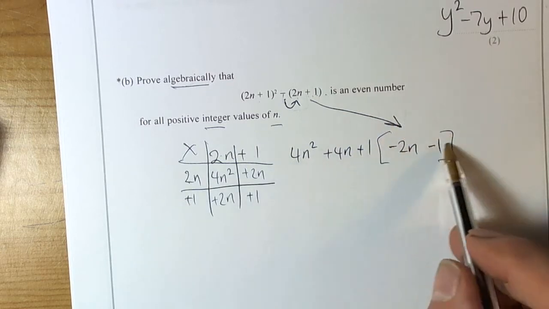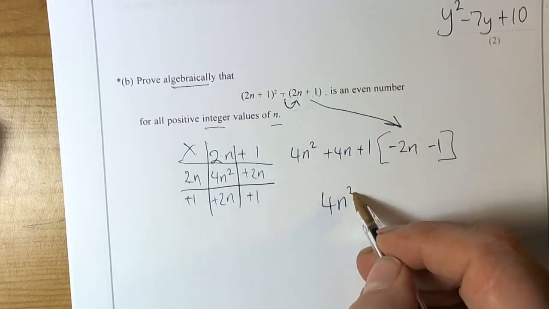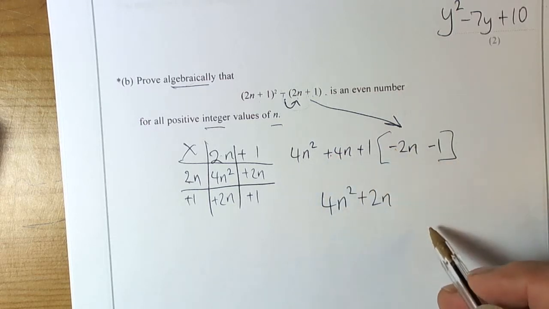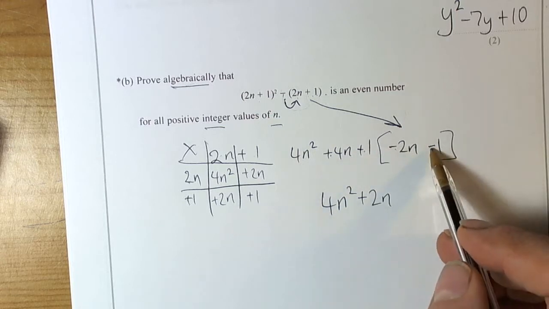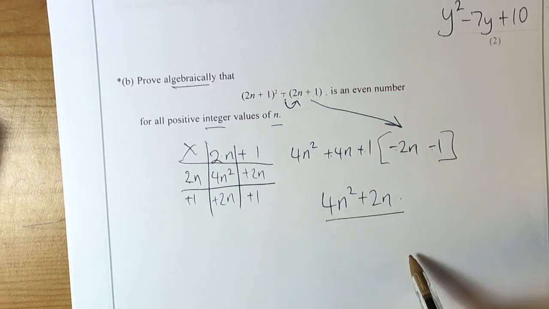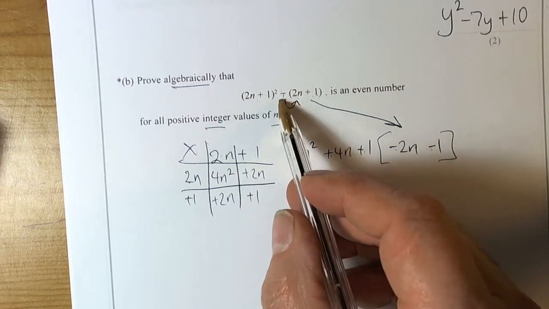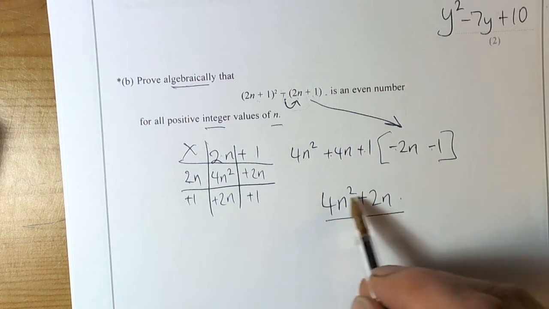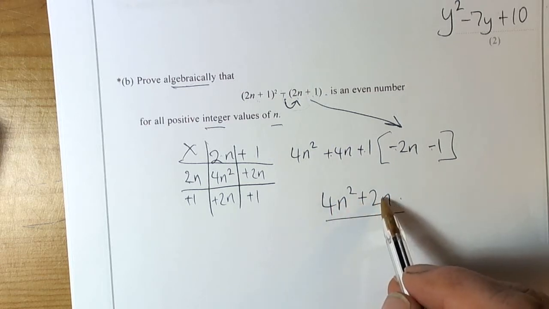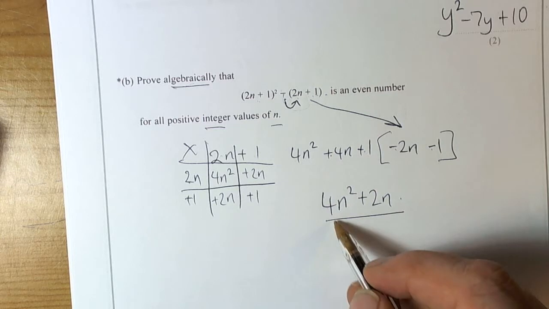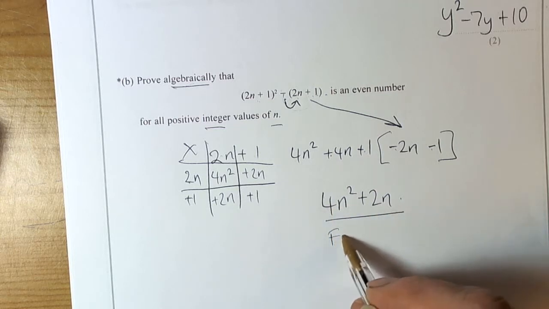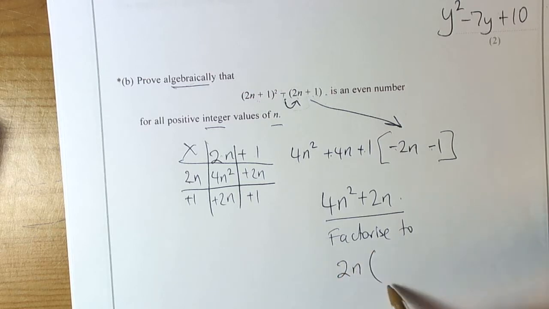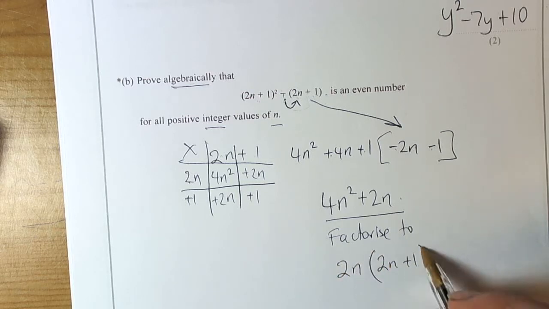So we've got 4n squareds, no more n squareds, so that gives me 4n squareds. We've got 4n's take away 2n's, which leaves us with +2n, and then we've got 1 take away 1, which gives us nothing. So this is what we get from multiplying out the bracket and taking away the other bracket. And what we notice here is that both of these have a common factor of 2n. So we can factorize this to 2n brackets 2n plus 1.